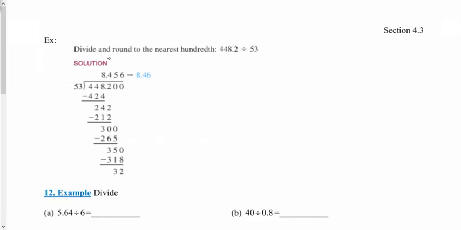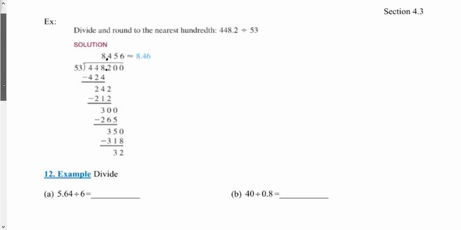Of course, here's some nice work. You can see they keep everything lined up. This decimal right here, that's this one right here. They just brought it straight up. And they figured out how many times 53 went into here. We did some multiply, subtract, all that stuff. Okay, so that's nice work.